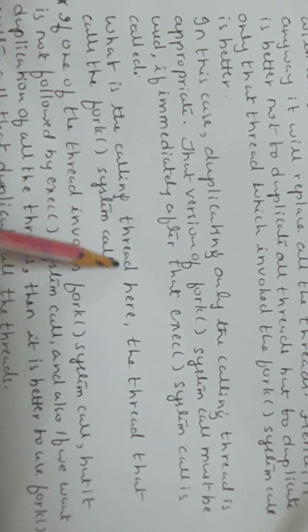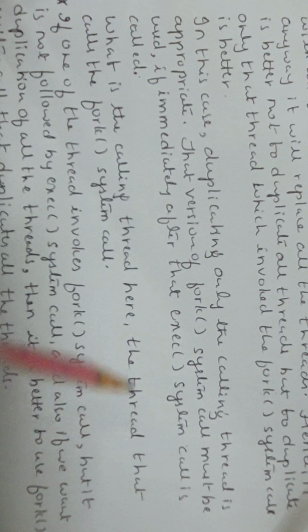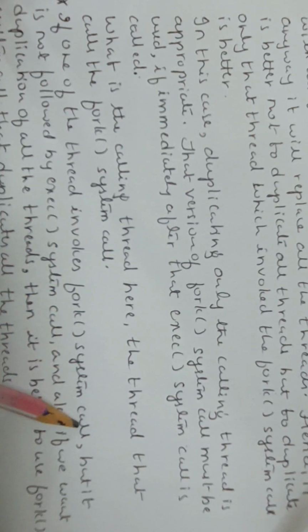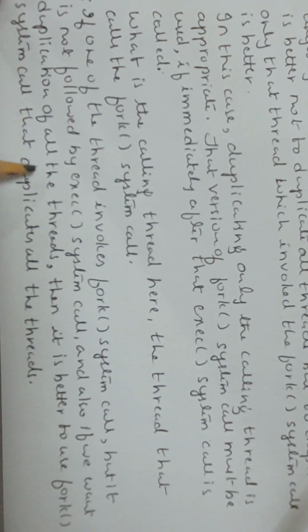What is the calling thread here? The thread that calls fork system call. If one of the threads invokes fork system call but it is not followed by exec system call, and also if we want duplication of all the threads, then it is better to use the second version of fork system call that duplicates all the threads. So this is the second case.